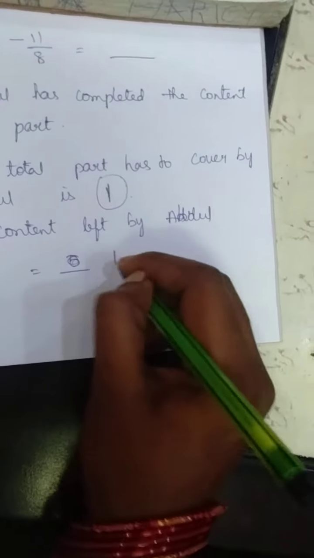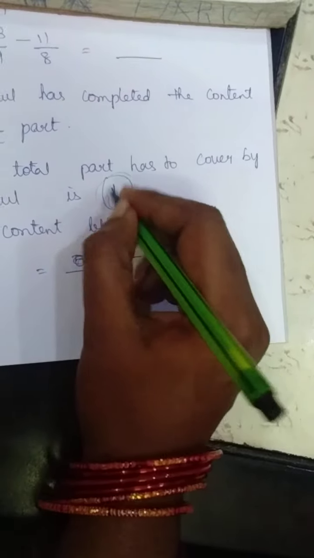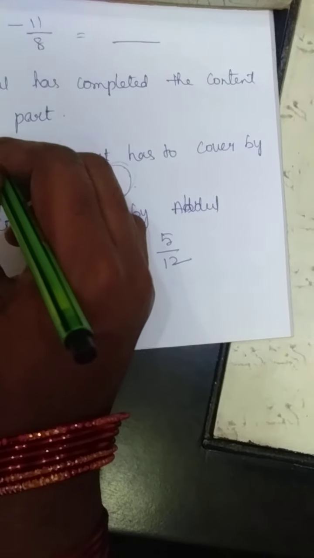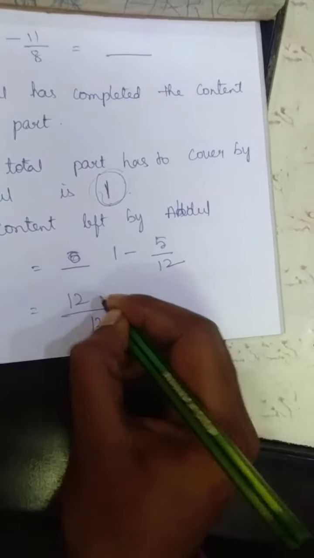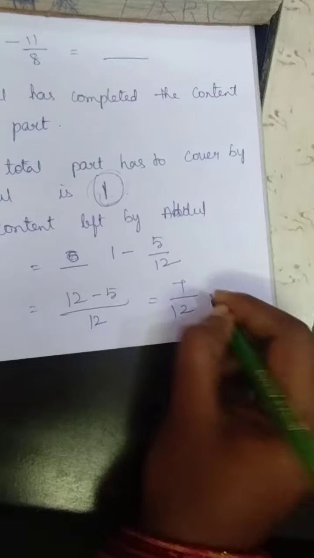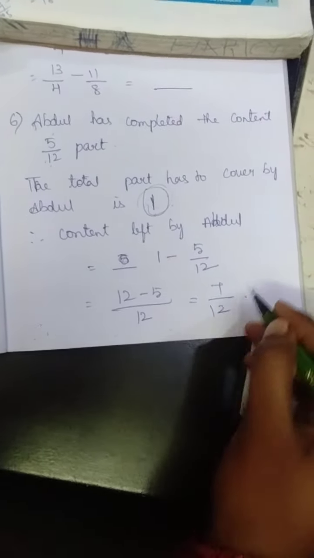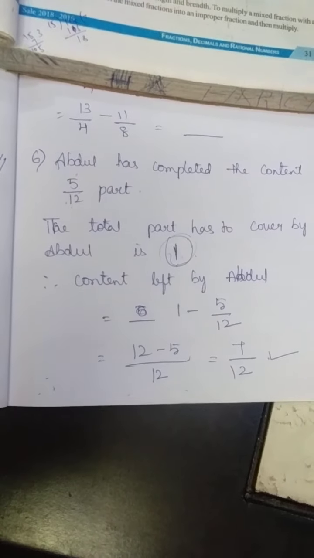1 minus 5/12. This is the whole content. From this content he has completed 5 by 12th part. So just subtract these two, then you will get the remaining content. Okay, do the LCM. 12 you will get, and 5. Answer is 7, minus 5 by 12. Clear? So therefore the content left by Abdul is 7 by 12. Okay, this is your answer. Clear?